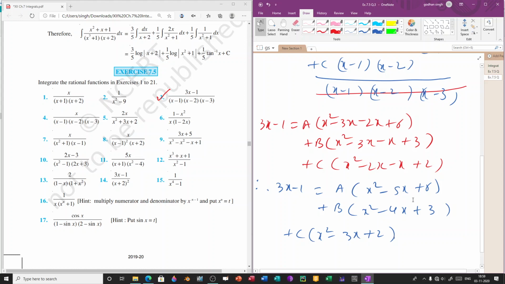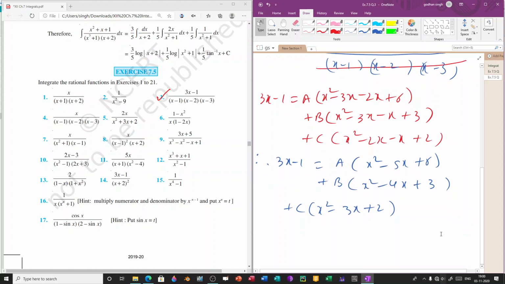Now what we'll do is we'll group the terms which contain x square together, and the terms which are having x and the constant term, all of them separately. So therefore 3x minus 1 equal to, grouping x square terms together, we will be getting a plus b plus c into x square. Then plus we can write x into coefficient of x, which we will group together, that is minus 5a, then minus 4b, and we are having here minus 3c.